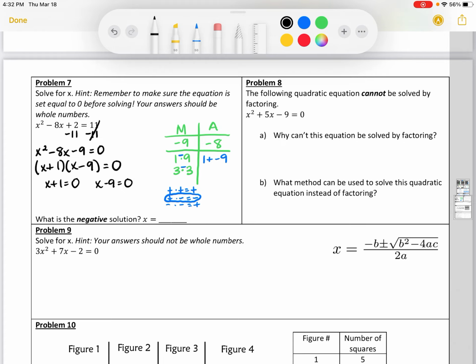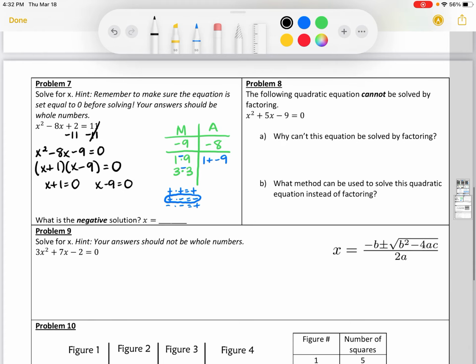And then to solve these, some of you just remember to flip the signs. I actually am going to do the steps to solve. So if I subtract 1 on both sides, I get x equals -1. If I add 9 on both sides, I get x equals +9. And it asks us specifically for the negative solution. So -1, that's the negative solution I got.